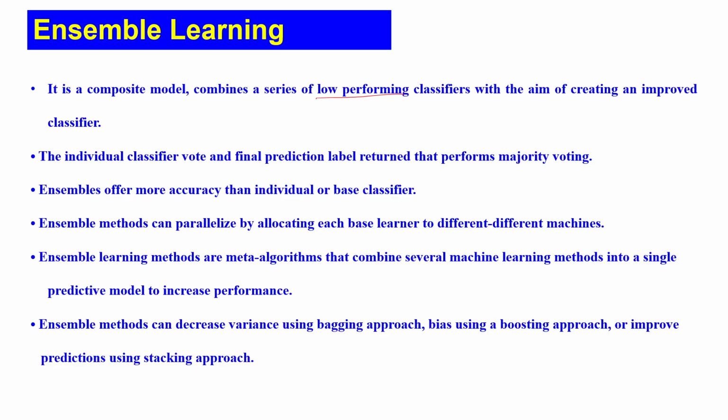Ensembles offer more accuracy than individual base learners, always. Ensemble methods can also be parallelized by simply allocating each base learner to different machines. We will talk about it. They can be parallel or in series, both are possible. Ensemble learning methods are called meta algorithms because they combine several machine learning methods into a single predictive model. Why do you do that? The idea is to increase the performance, the efficiency of predictions. That is why I use ensemble learning, correct.